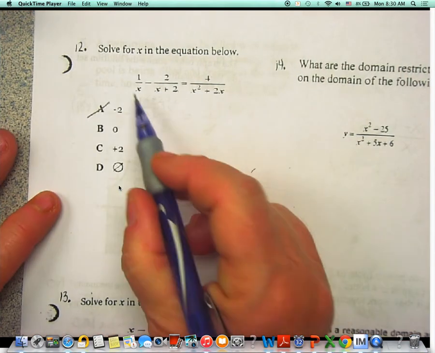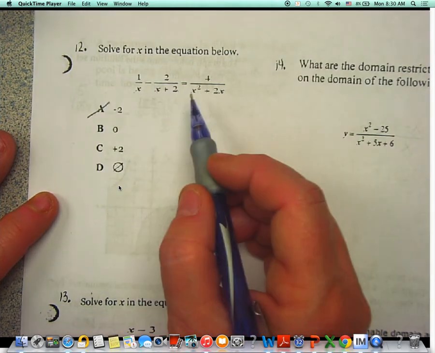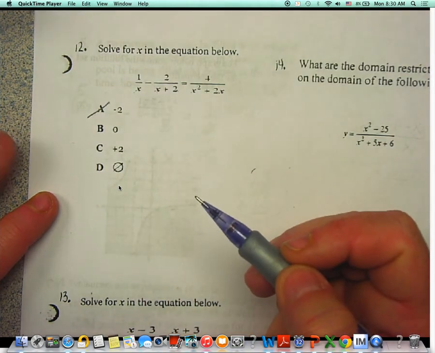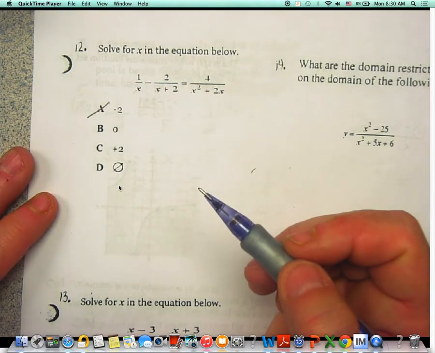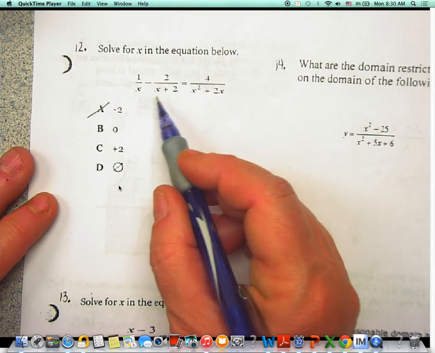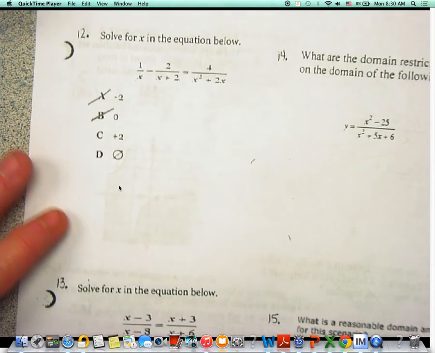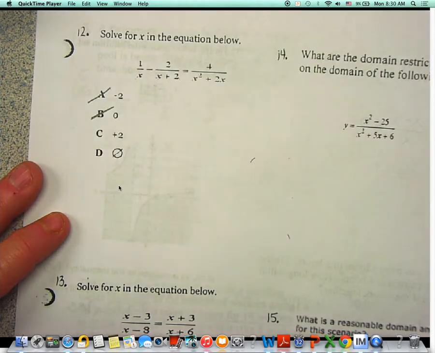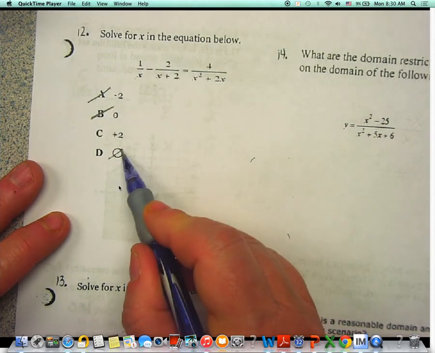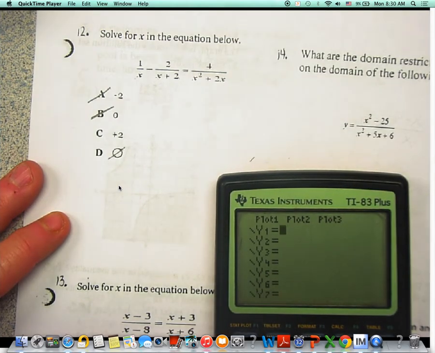Then you could plug in 0 and see if they're equal. It's going to be a little hard to do also. Okay. Can't do it for 1 over x. What I would do if I plugged in, yeah, you can't do it for that one, can you? Yep. That's out. So it's either +2 or empty set. That's what that means. Nothing. So is it not going to do that? It could be the empty set.